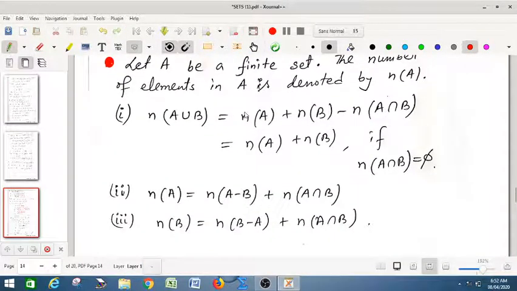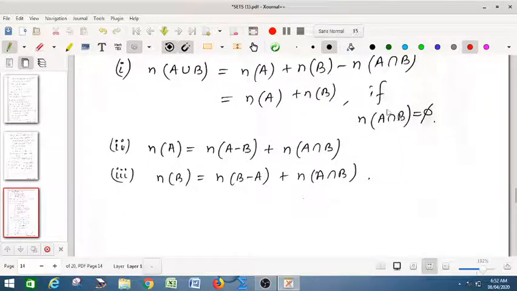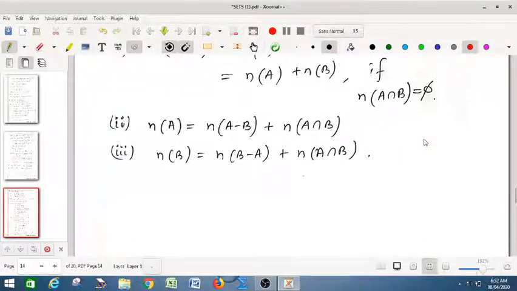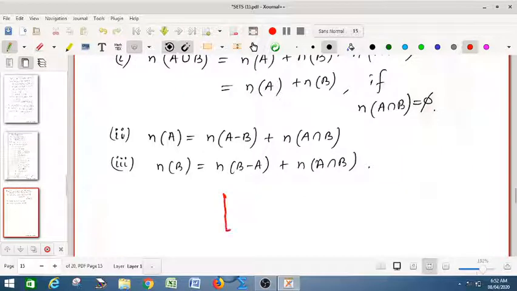Also, for a finite set, this is the last part of our topic, the number of elements in a set is denoted by n of A, the number of elements. And n of A union B is n of A plus n of B minus n of A intersection B, and if n of A intersection B is 0, then it is n of A plus n of B. So let us have a diagram for clear understanding.